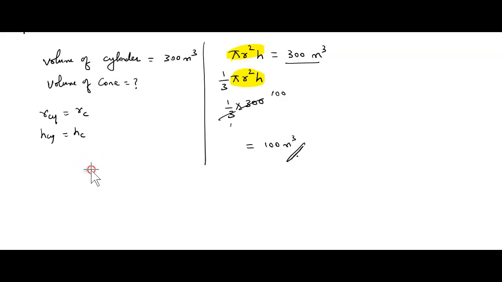Question number 7. Option D, 100 meter cube is the correct answer. I hope you have understood how to solve this problem. These all are very simple and very interesting questions. And next, let me solve question number 8.